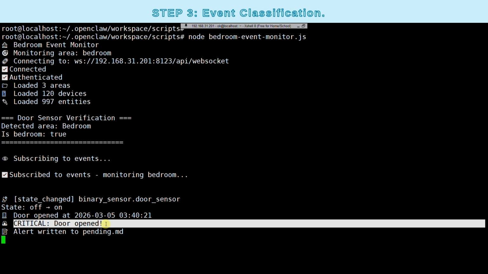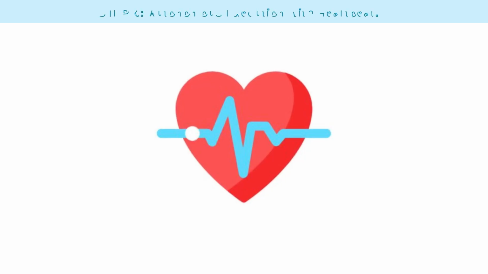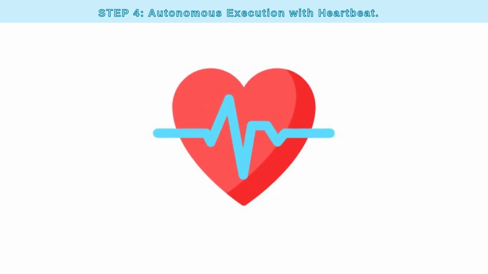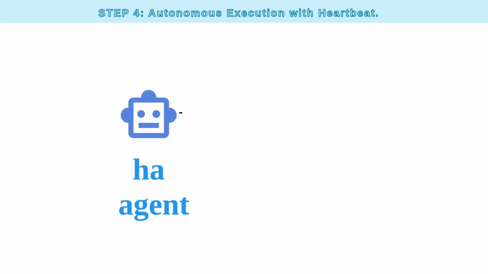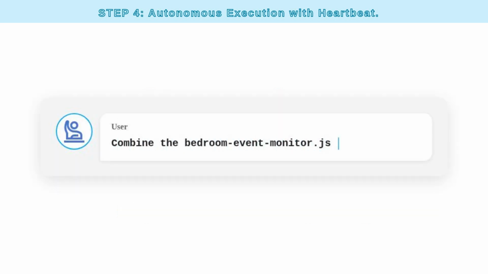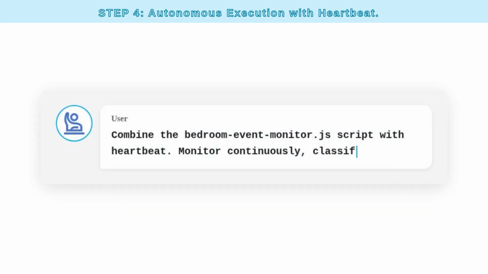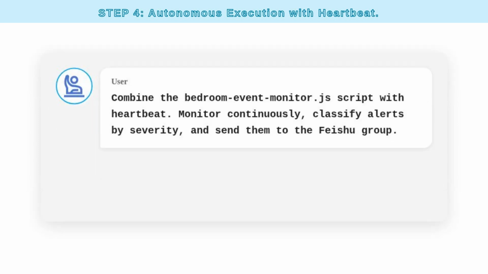Now, the monitoring works, but I don't want to run this script manually every time. This is where OpenClaw's Heartbeat feature comes in. Heartbeat allows agents to wake up on a preset schedule and execute tasks autonomously. I created a new area agent called HA, bound it to a Feishu bot and group, and told OpenClaw, combine the bedroom-event-monitor.js script with Heartbeat, monitor continuously, classify alerts by severity, and send them to the Feishu group.